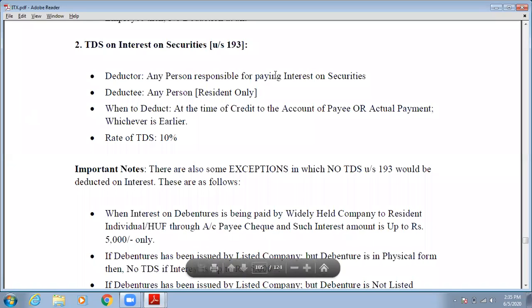Who will be the deductor? Any person responsible for paying interest on securities. The person who will pay the interest on that security will be the deductor and will deduct tax on that interest payment. Who will be the deductee? Any resident person only. You will deduct tax only if you are paying that interest to a resident only.